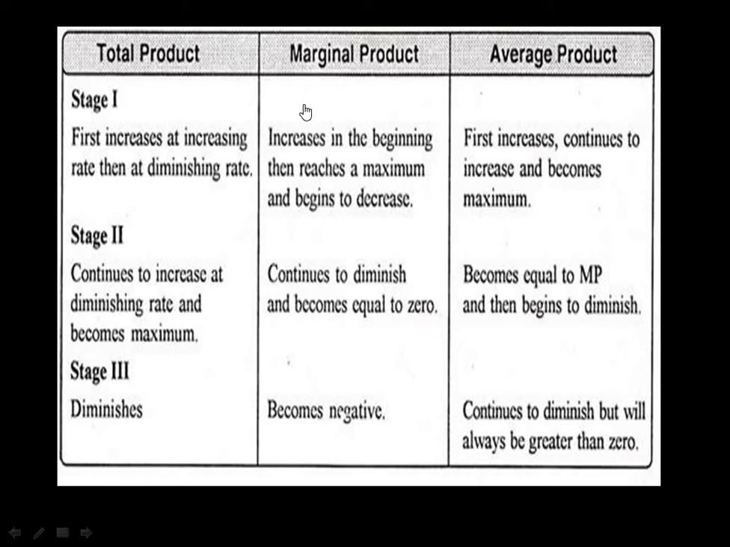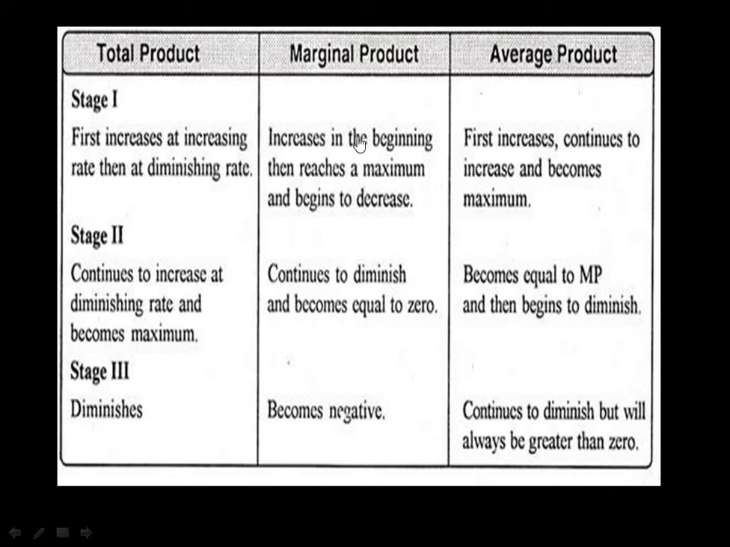There are three stages, as I said. In the first stage, the total product starts increasing. In the second stage, it will increase but at a diminishing rate. In the third stage, it diminishes. That means it comes to a negative value.